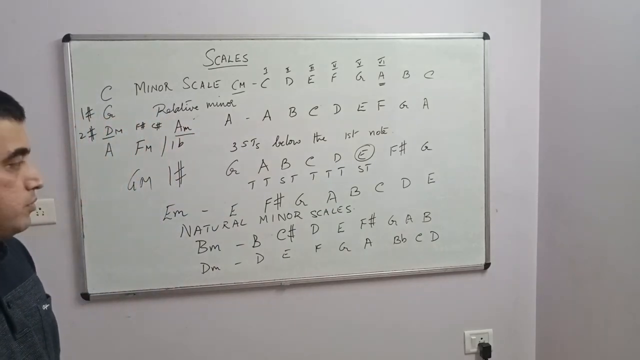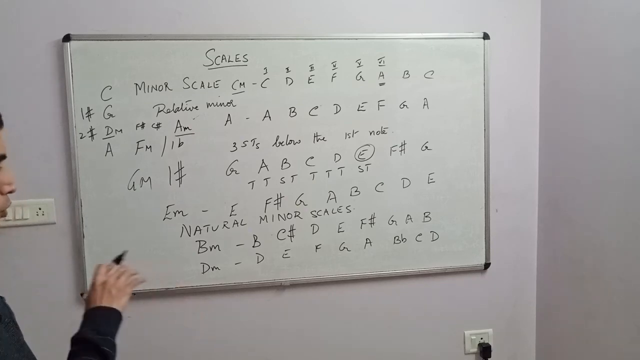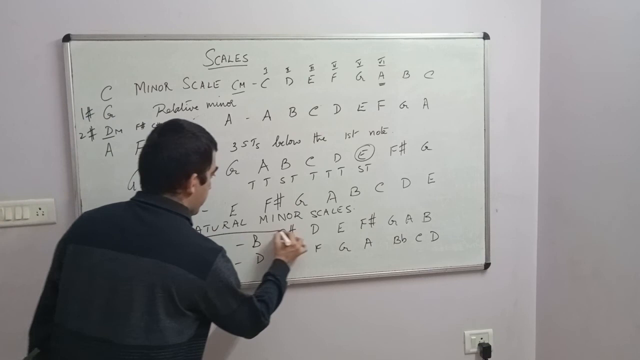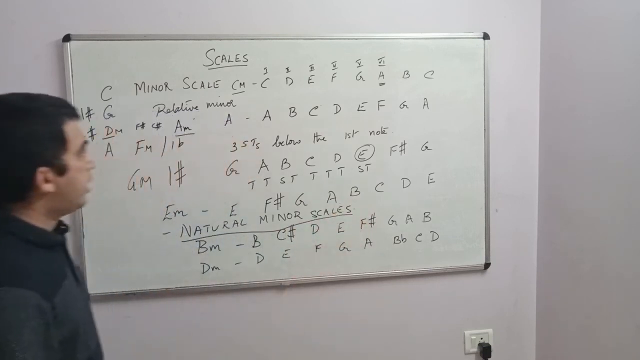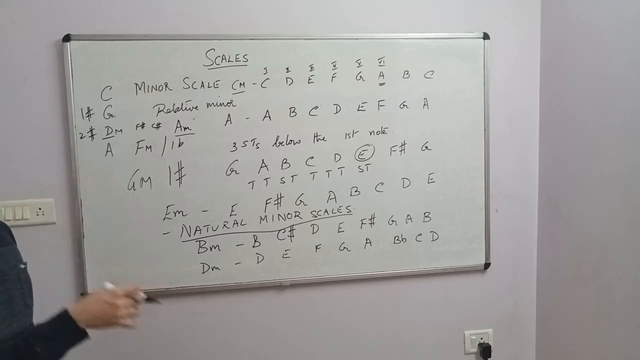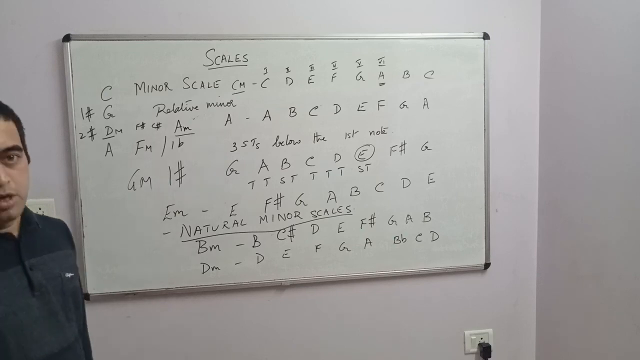Okay, it's quite clear now. So in this class we have learned the natural minor scales and how to derive them from their corresponding or relative major scale. In the next class we will learn about harmonic minor and the melodic minor.